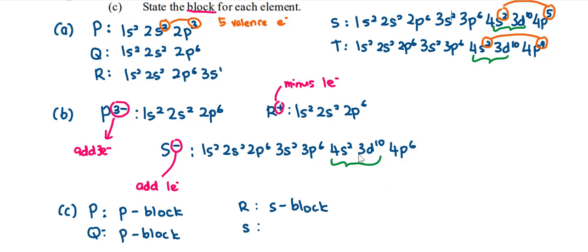Element S, the last electron in 4p orbital, so dia adalah P block. And then last but not least, T, okay, 4p orbital, so dia adalah P block.